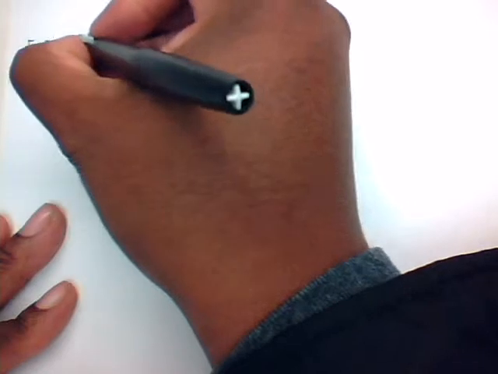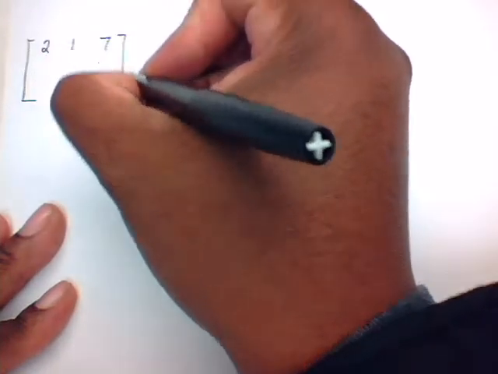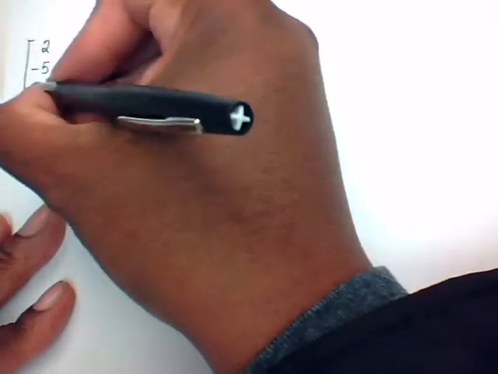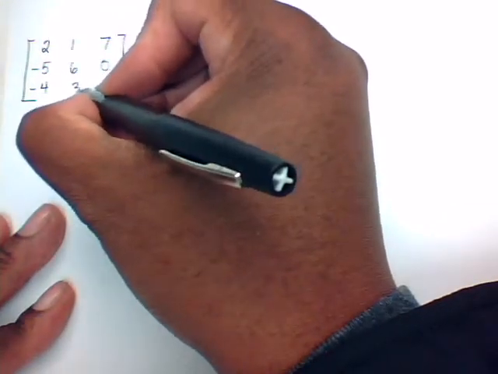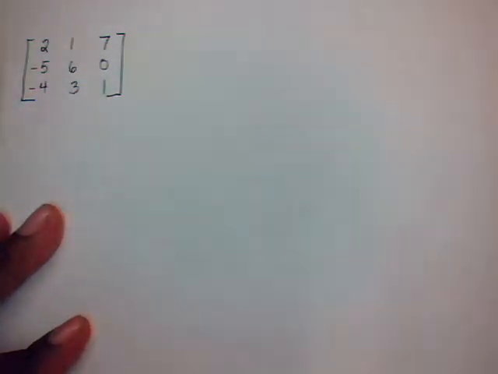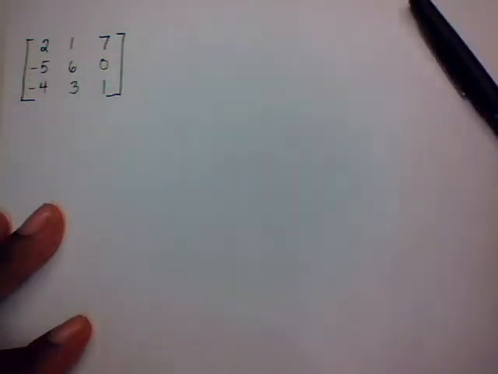So here we got 2, 1, 7. I'm reading this off by rows. Then negative 5, 6, 0, negative 4, 3, 1. And here we want to use expansion by minors to find the determinant of this 3 by 3 matrix.